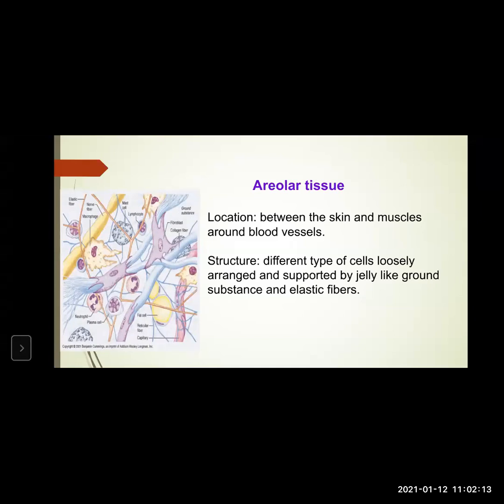This is how it looks. Okay, these are the different types of cells: fibroblast, macrophages, mast cells, lymphocytes. This white part that you see, these are the white fibers. The yellow thin structure that you see, these are the elastin fibers. Due to the presence of these white fibers and elastic fibers, it makes the tissue very elastic.